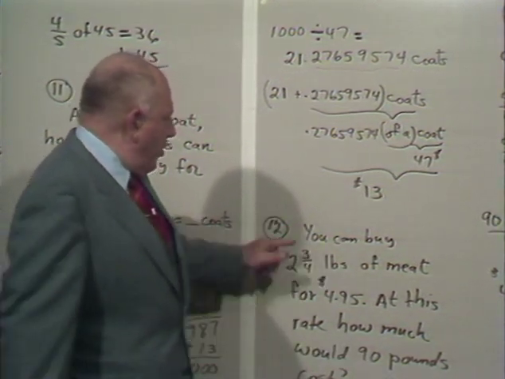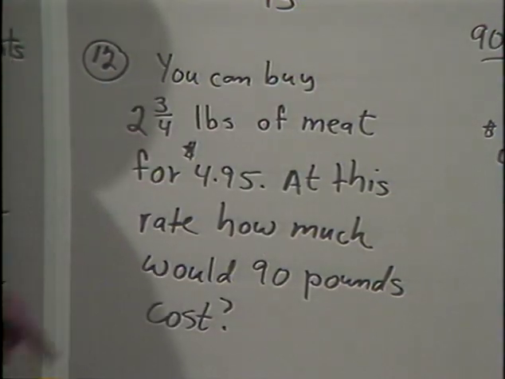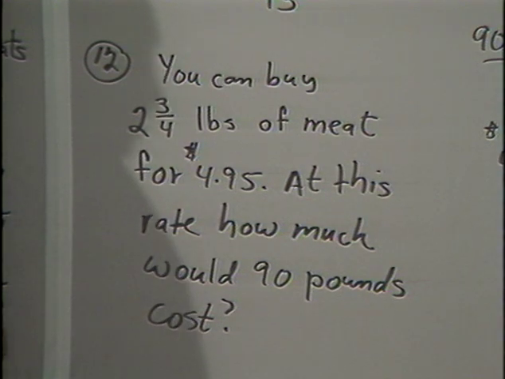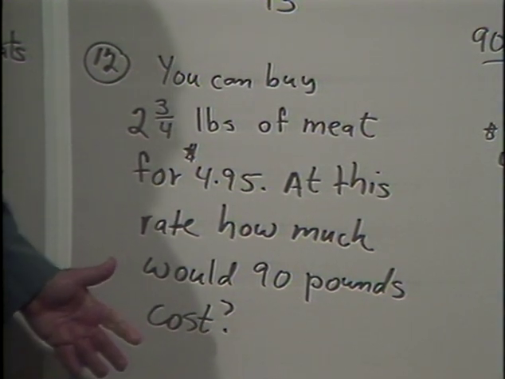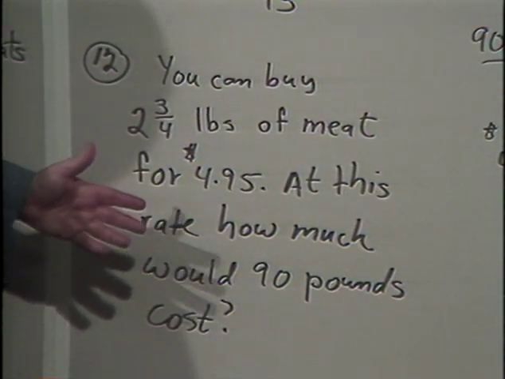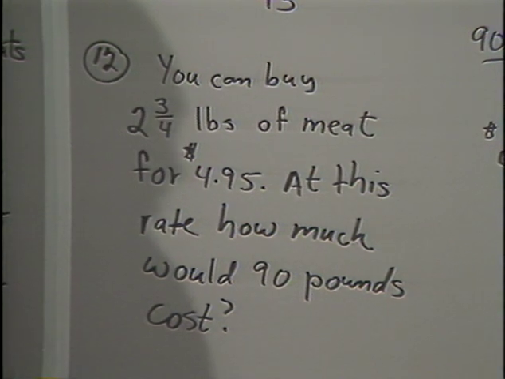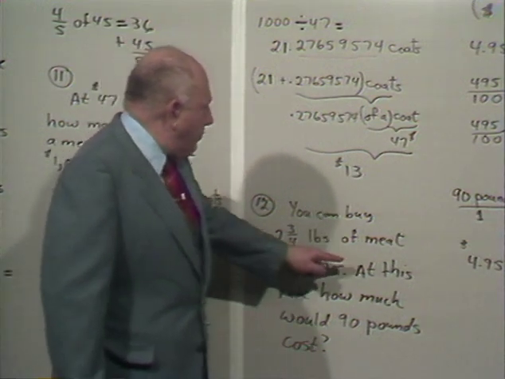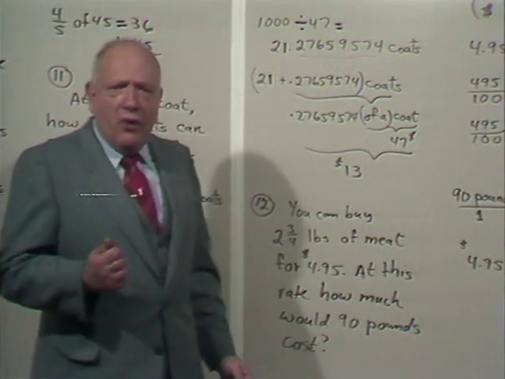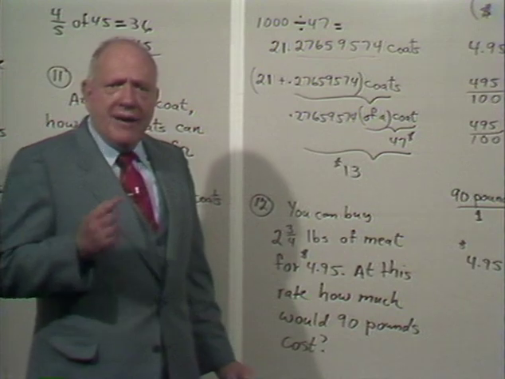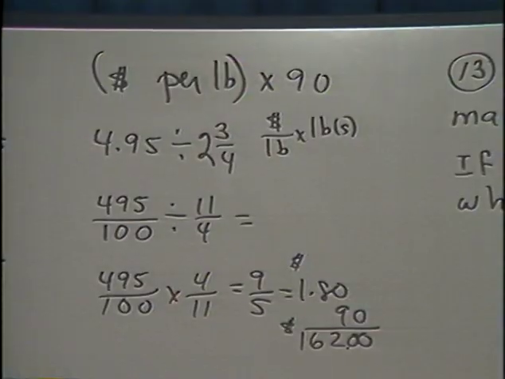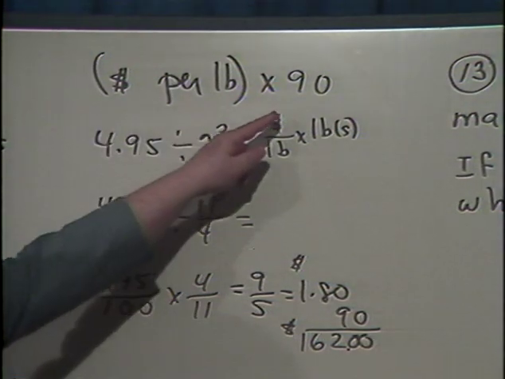Here's a real mess. You can buy 2 3/4 pounds of meat for $4.95. At this rate, how much would 90 pounds cost? Well, that's a unit pricing thing again. Why not find out how much 1 pound would cost, dollars per pound, and multiply that by 90? Haven't we done this problem before in our other modules, only with simpler numbers? We're going to take dollars per pound and multiply that by 90.